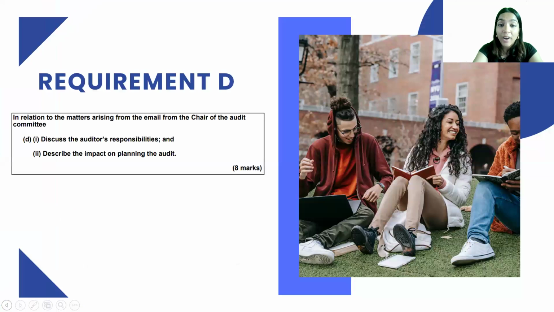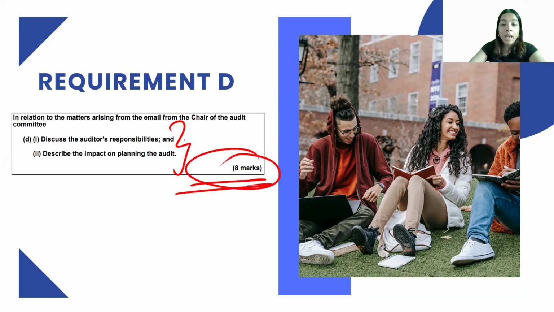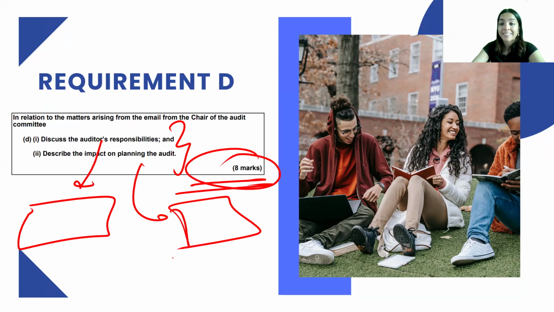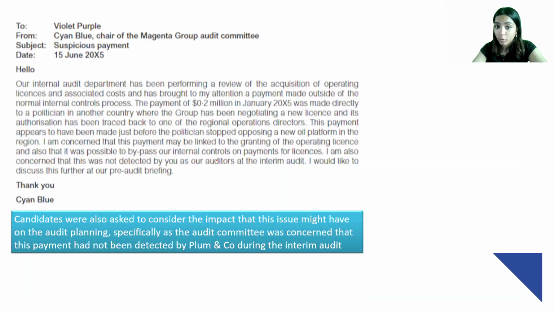Now, coming on to the final requirement, which was regarding discussing the auditor's responsibility and the impact on planning. Again, this was something new that has come up. 8 marks. Few students just kept on writing this, few students kept on writing that. So make sure that you are splitting these marks, you are fulfilling both the requirements and you are answering both the questions.